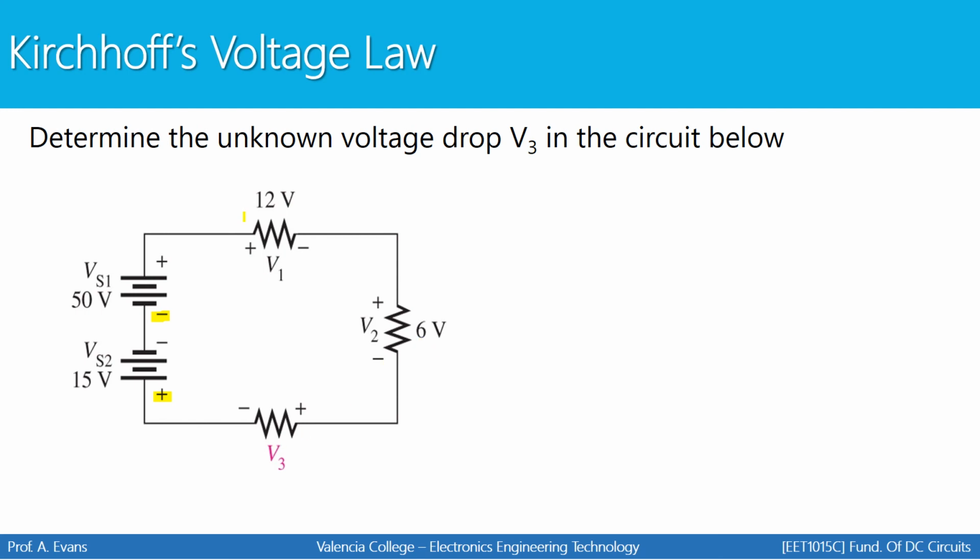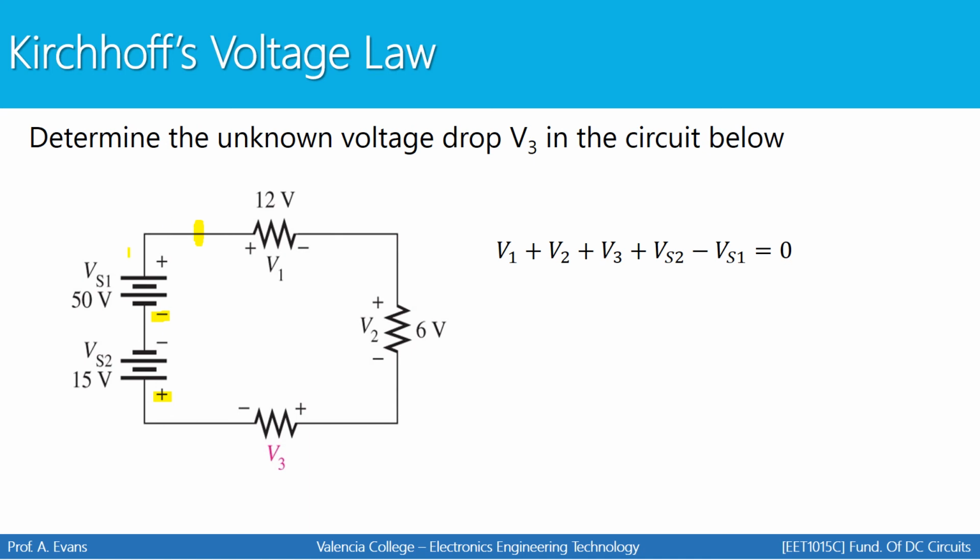Notice we also don't know what resistance values we have for any of the resistors, but that's okay because we don't need them. So we're going to use KVL to determine the voltage drop V3. In order to do this, you're going to pick a point on the circuit. Any point, it doesn't matter. I'm going to pick this point right here. And I'm going to go clockwise around the circuit.